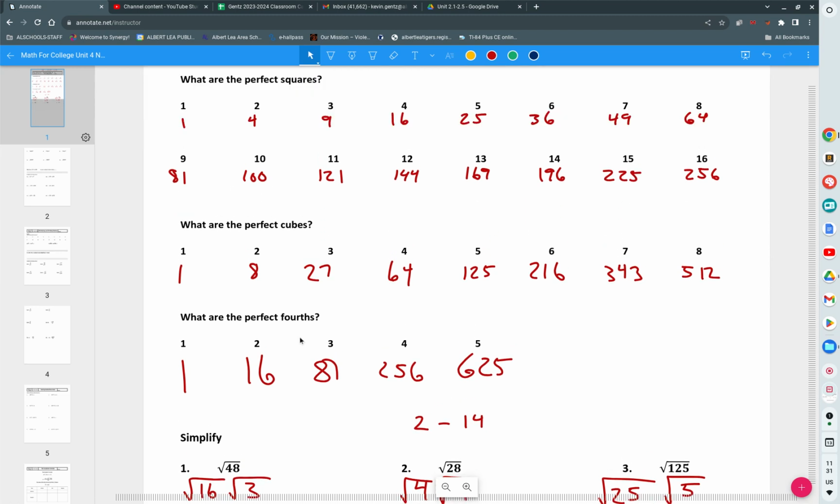Look at this grouping right here. What's a perfect cube that divides? Guys, stop talking when I'm talking.